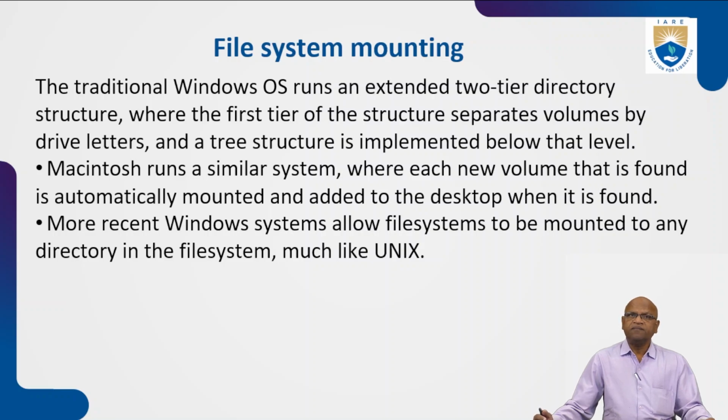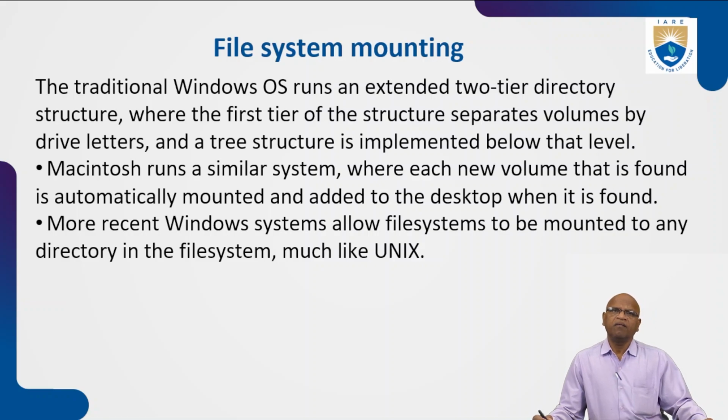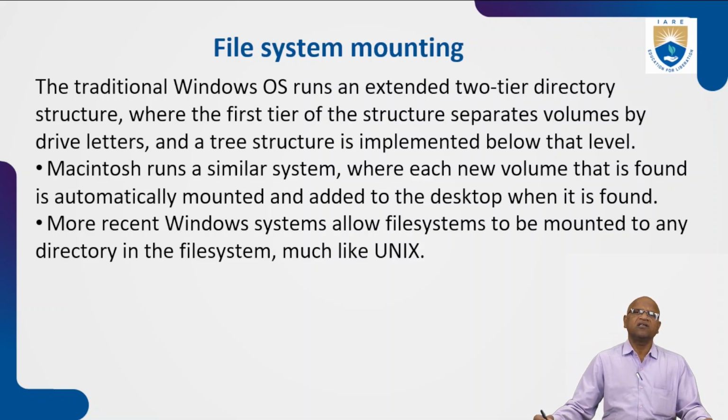File system mounting: the traditional Windows OS runs an extended two-tier directory structure, where the first tier of the structure separates volumes by drive letters and a tree structure is implemented below that level. Mac OS runs in a similar system, where each new volume that is found is automatically mounted and added to the desktop when it is found. More recent Windows systems allow a file system to be mounted to any directory in the file system, much like Unix.